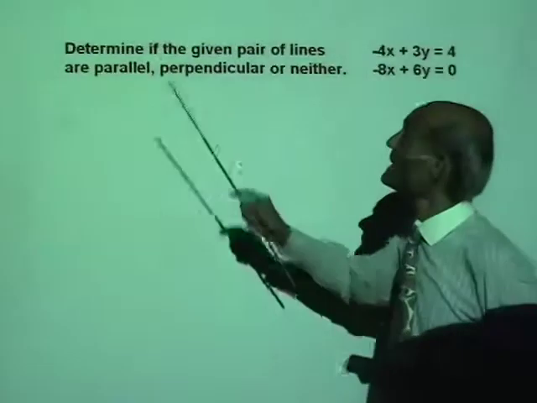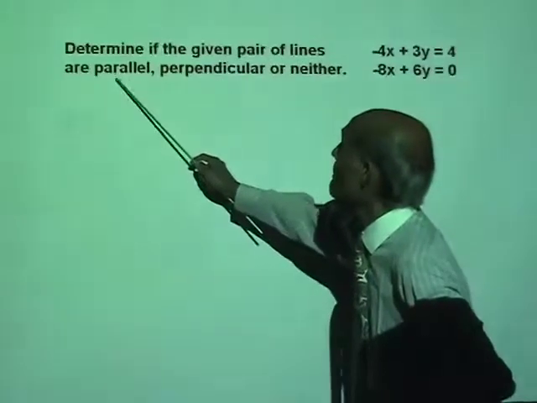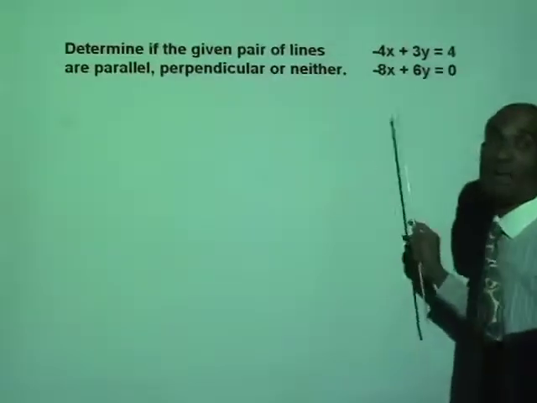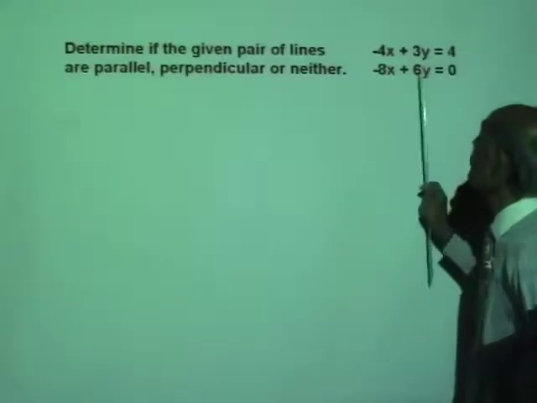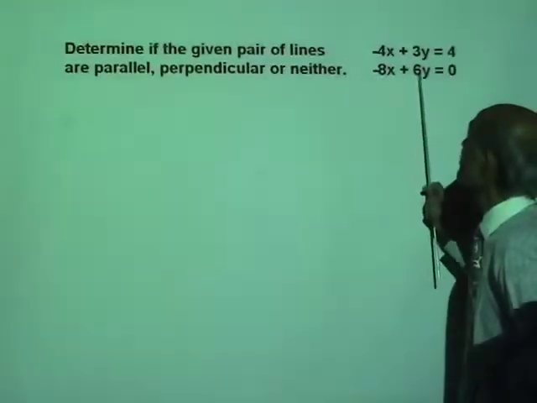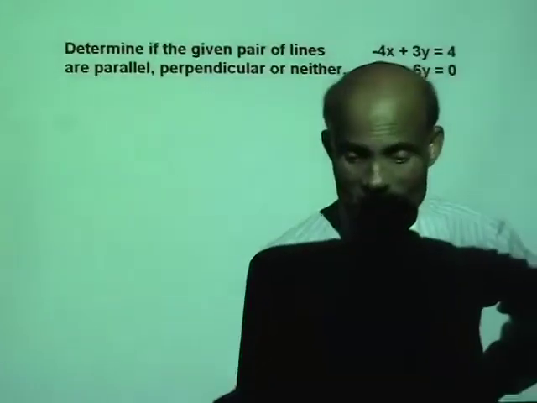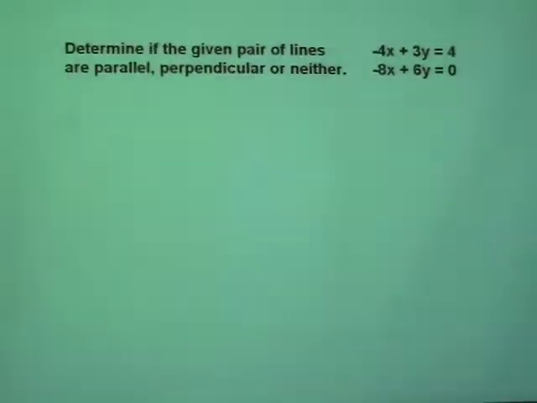Alright, let's look at a question. Determine if the given pair of lines are parallel, perpendicular, or neither. I have given you two lines: negative 4x plus 3y equal to 4, and negative 8x plus 6y equal to 0. Now, there is one thing that we're going to use in here. Do you know that we said if the equation is written like this, y equal to mx plus b.